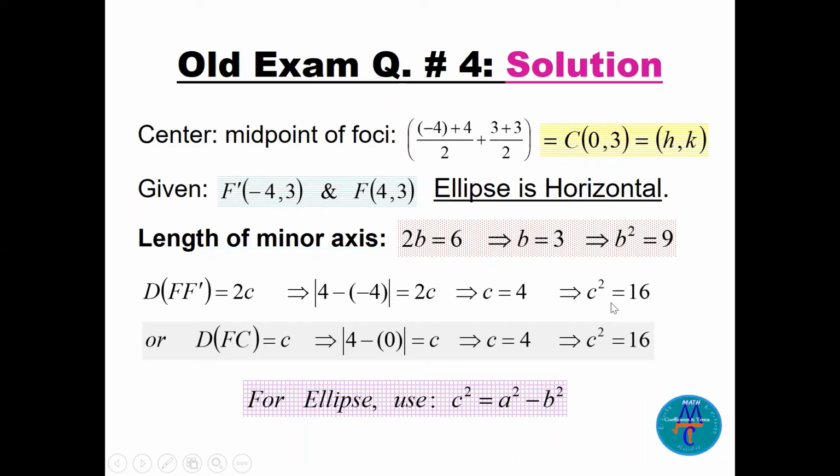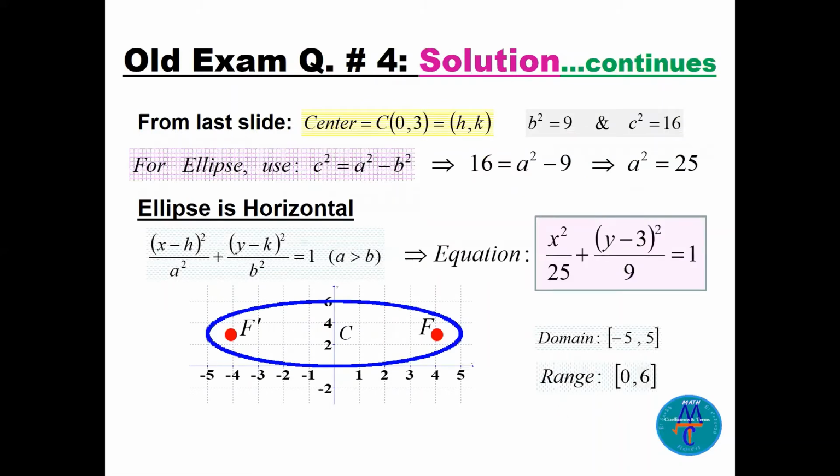C squared will be 16, or you can use the distance between the focus and the center, which is also c. This is another way. Now for the ellipse, we have c squared is equal to a squared minus b squared. You can use that to find a squared. We know the ellipse is horizontal. Always a is greater than b in the ellipses, and the center is 0, 3. So it will be x minus h squared, which is only x squared over 25, and then y minus 3, this is k, squared divided by 9 is equal to 1. The domain now is minus 5 to 5, and the range 0 to 6.